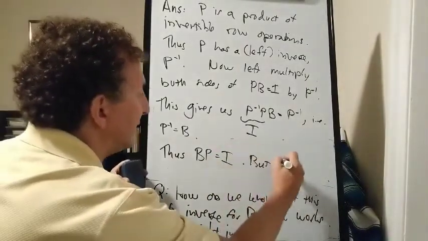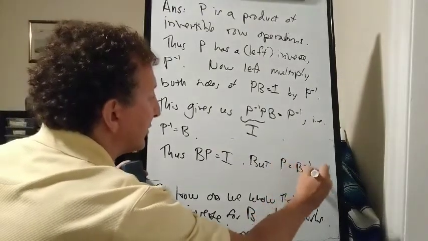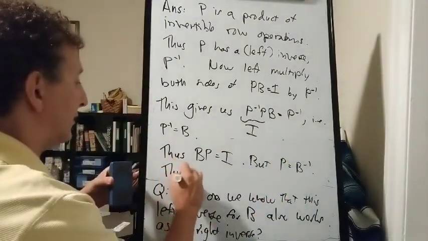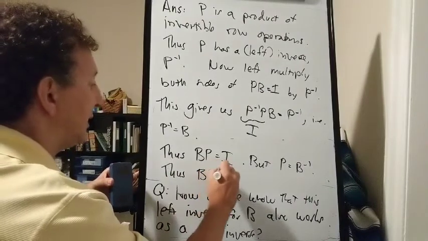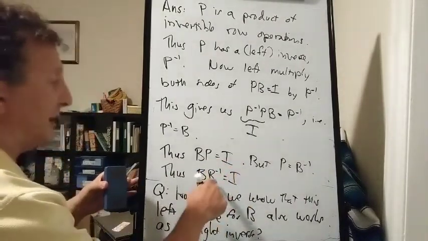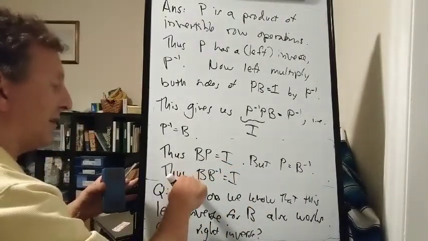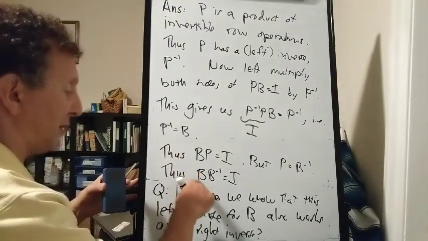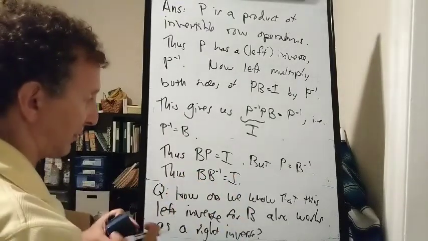But we said that P was B inverse. So that means that B B inverse equals I. So B inverse works not only as a left inverse for B, but also as a right inverse.